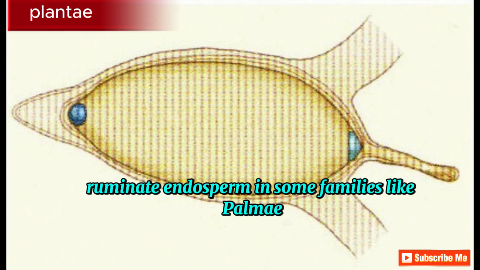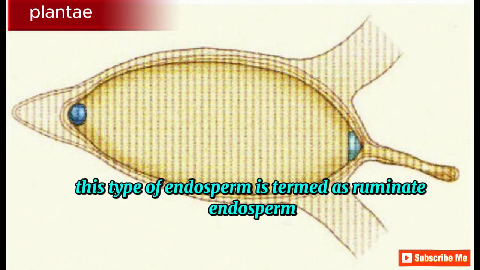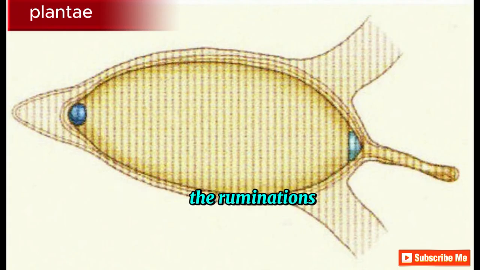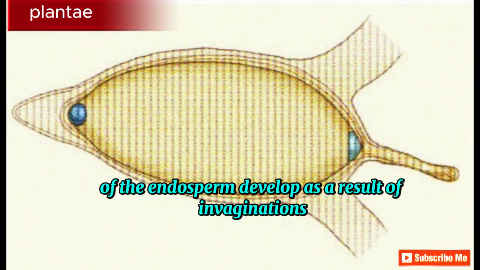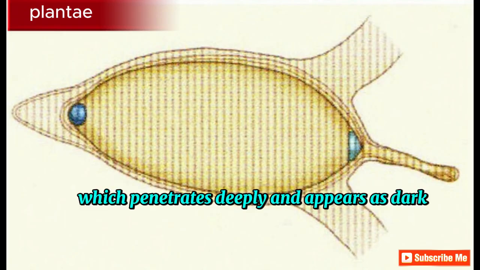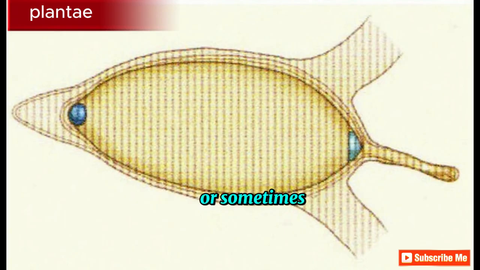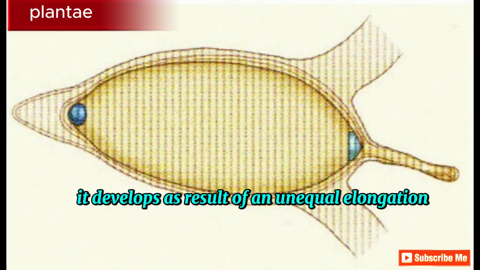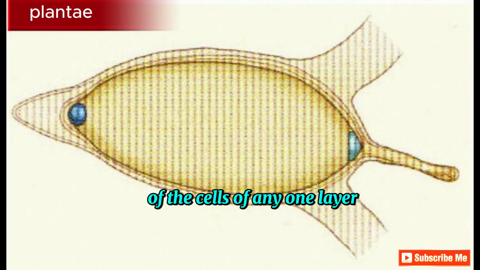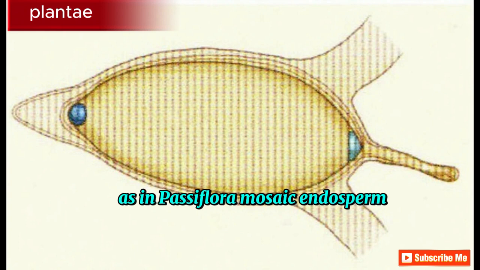Ruminate endosperm. In some families like Palmae, Rubiaceae, Annonaceae, the endosperm is irregularly ridged and furrowed. This type of endosperm is termed ruminate endosperm. The ruminations of the endosperm develop as a result of invaginations of the outer tissue, which penetrates deeply and appears as dark wavy bands in the Myristica seeds, or sometimes it develops as a result of an unequal elongation of the cells of any one layer, or the only layer of the seed coat as in Passiflora.